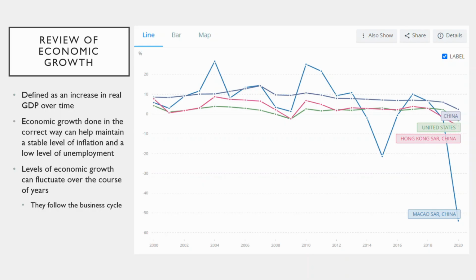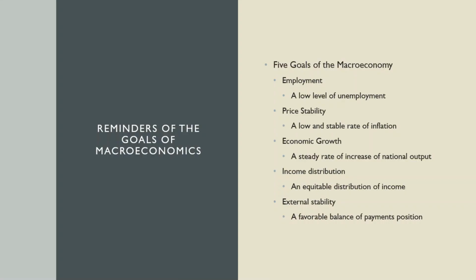It's a way to keep a stable rate of inflation and unemployment. It can fluctuate over the course of years, and it does follow the concept of the business cycle, which we learned about in the last video. The 5 goals of macroeconomics, remember: employment, price stability, economic growth, income distribution, and economic stability.